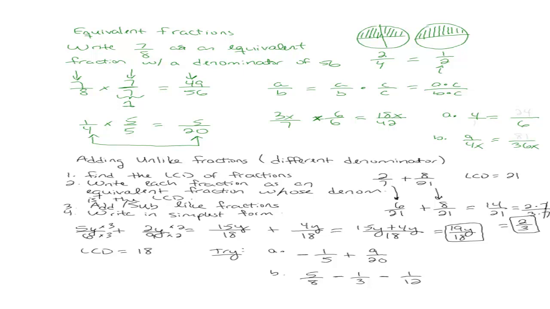So what is the first one? How can I convert that to an equivalent fraction? So you can think of the 4 being over 1, and then you multiply the top and the bottom by 6. You get 24 over 6. You can verify because if you divide 24 by 6, you get 4. Okay? What do I need to multiply the second one by? 9. So my equivalent fraction is 81 over 36x. Questions before we move on?